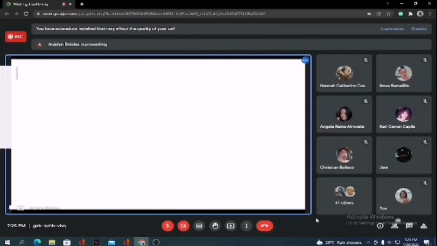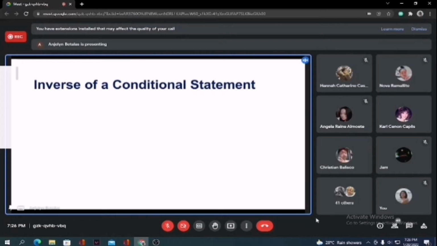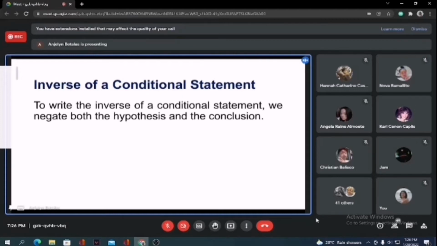Okay, next, number 3. Nakuha to, so balik sa converse, imo lang i-interchange si if og si then. Inverse: to write the inverse of a conditional statement, we could negate both the hypothesis and the conclusion. So when you say negate, negative, no? Imo lang i-negative ang hypothesis og ang conclusion.